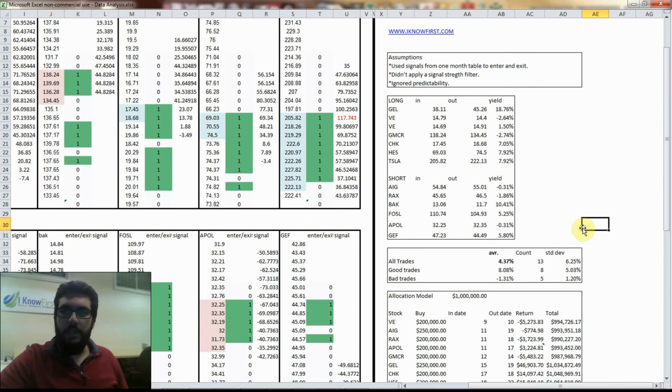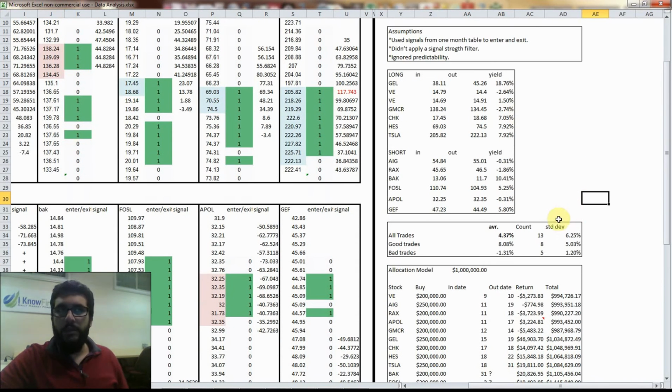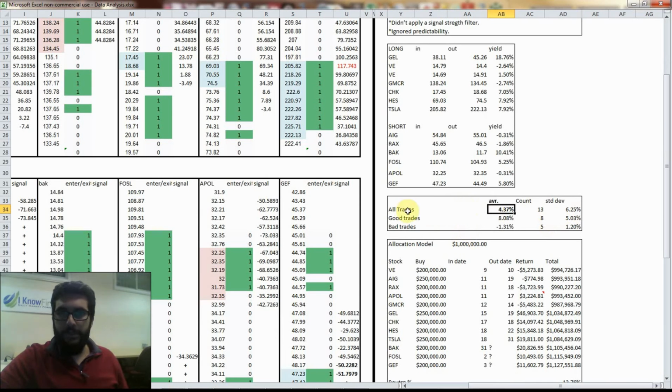Now, as you can see here, what is really interesting is, first of all, that the average trade makes 4.17%. More importantly, when you split the good and bad trades, you can see that a good trade makes 8% on average with a standard deviation up and down of 5%, while the bad trade on average loses 1.31% with a deviation in either direction of 1.2%.